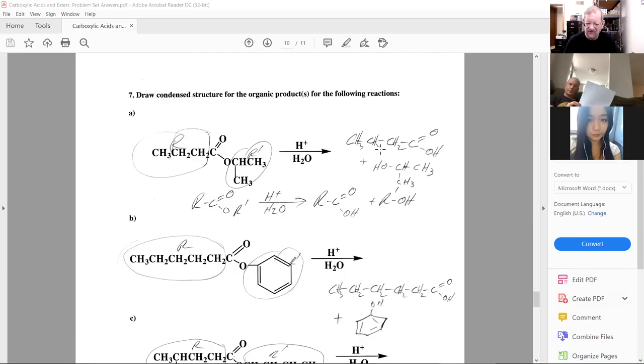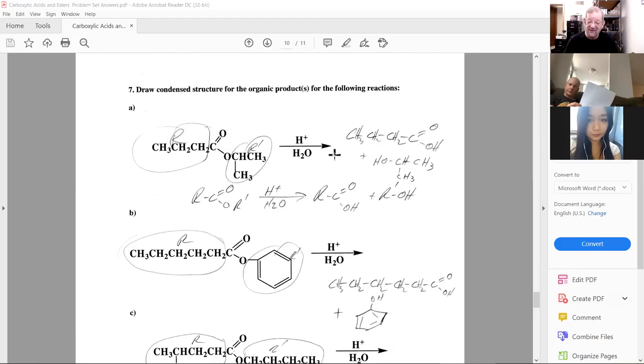Oh, I just remembered. I forgot a reaction and a general reaction. When I'm done here, I'll do that right after this problem set.